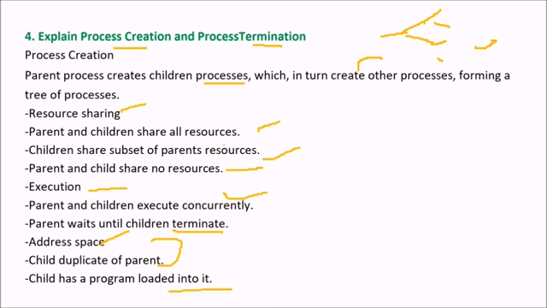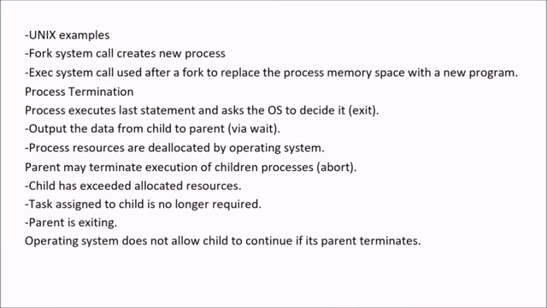So process creation means creating a process. Process termination means termination of a process. But when you terminate a parent, all those processes the child has created will be gone. For example, in Unix, the fork system call creates a new process, and the exec system call is used after fork to replace the process memory space with a new program.